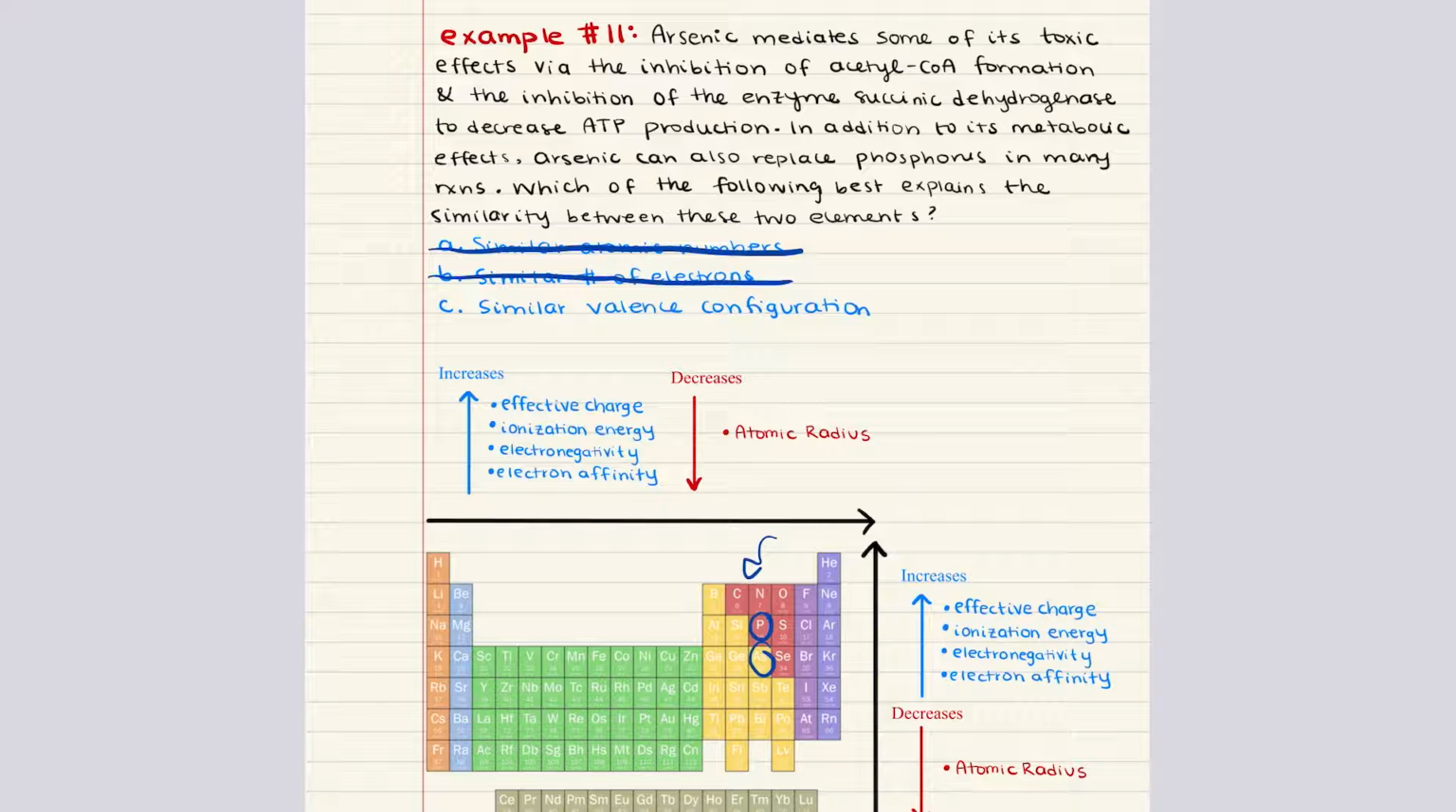They both have similar electron configurations. Phosphorus ends in 3s2, 3p3, and arsenic has an electron configuration ending in 4s2, 4p3. And that similarity in their valence electron configuration, where they have ns2 and np3, leads to similar chemical properties. And again, this explains why arsenic can interfere with biochemical processes that typically involve phosphorus. So with that, the correct answer for 11 is going to be C.